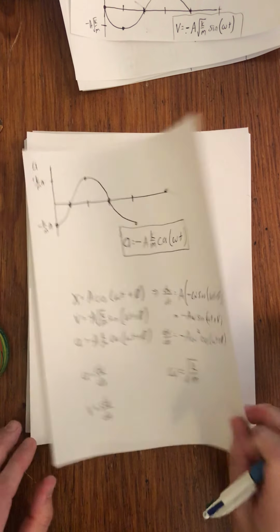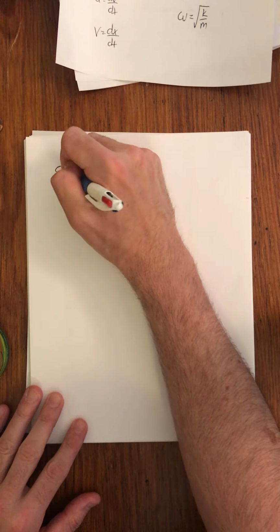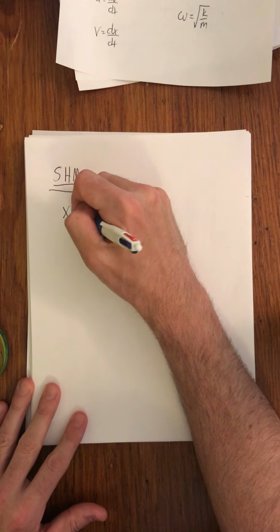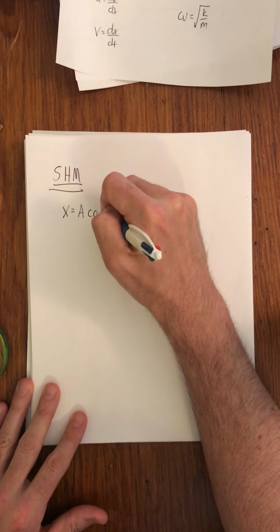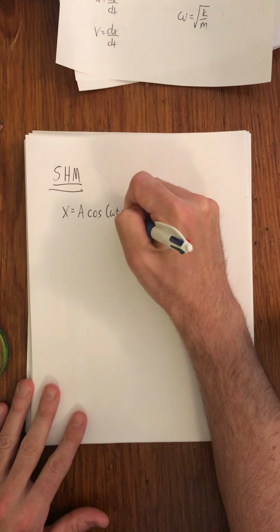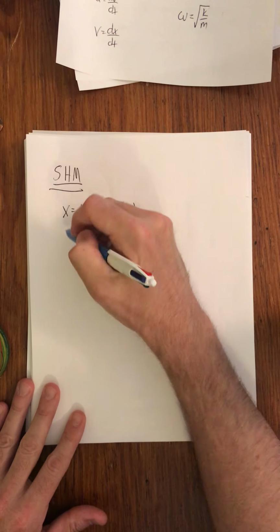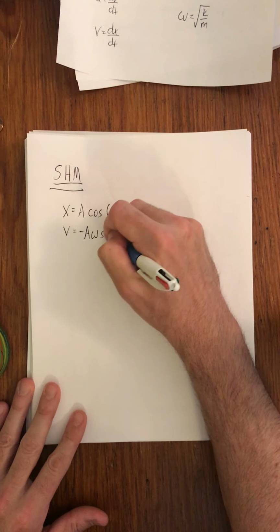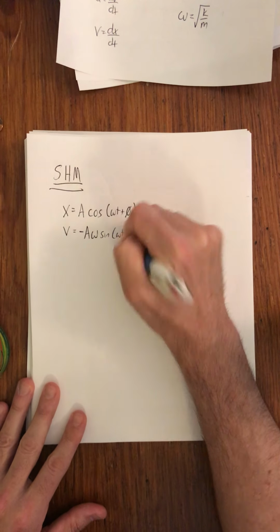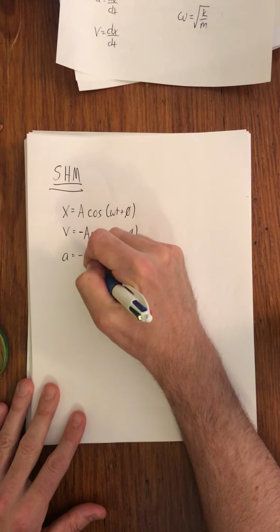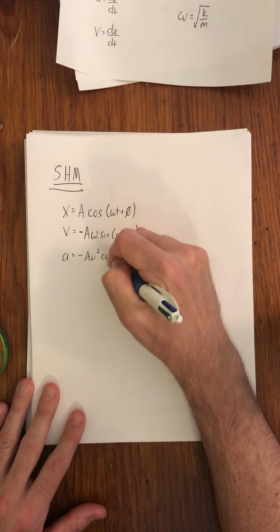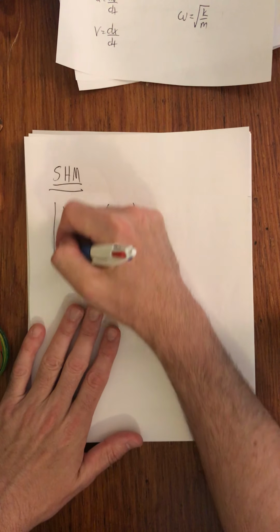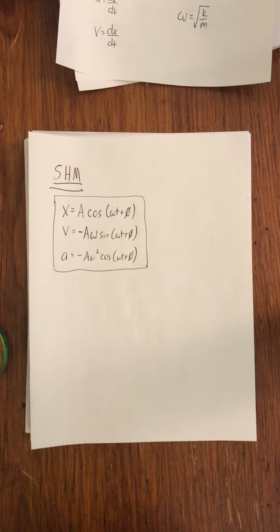Well, okay, cool. That means that for simple harmonic motion, here are the characteristic equations. Any simple harmonic motion has got to have this as its pattern. And a of t is equal to negative a omega squared cos of omega t plus phi. Okay, so these are the basics.